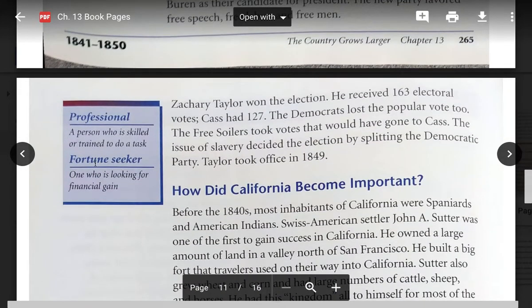Zachary Taylor won the election. He received 163 electoral votes, Cass 127. The Democrats lost the popular vote too. The Free Soilers took votes that would have gone to Cass. The issue of slavery decided the election by splitting the Democratic Party. Taylor took office in 1849.